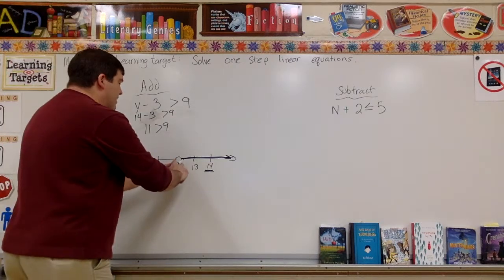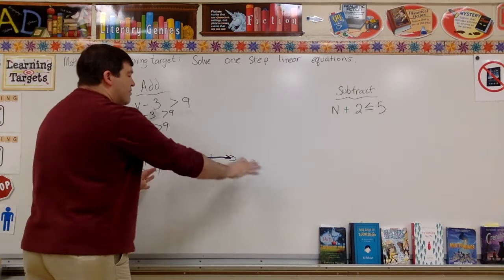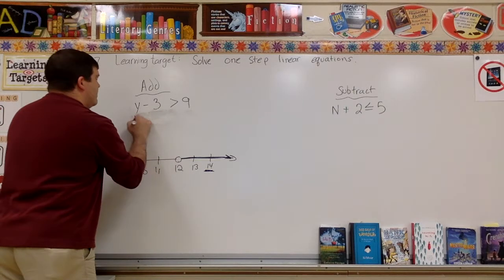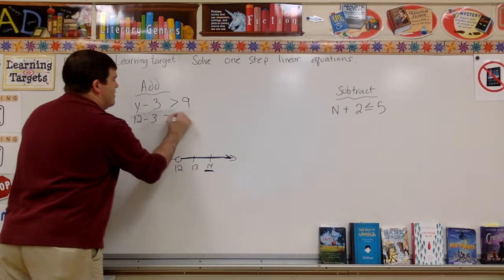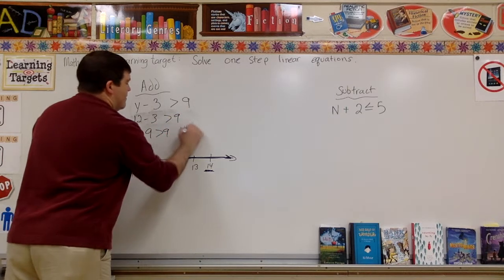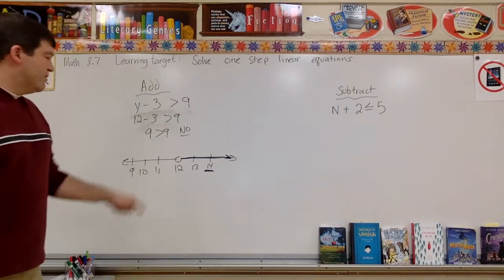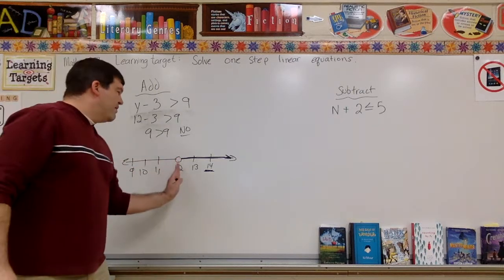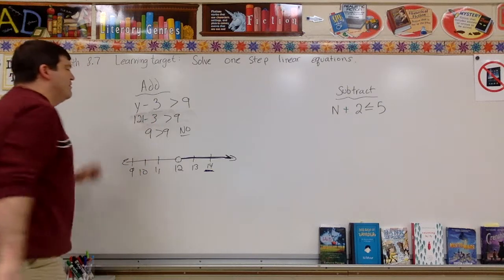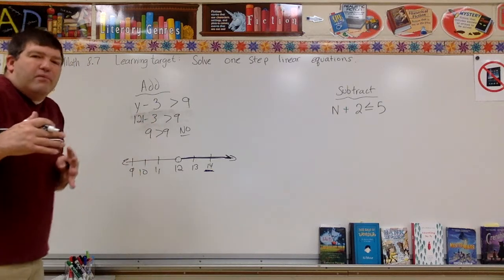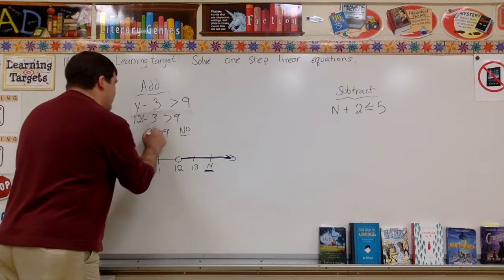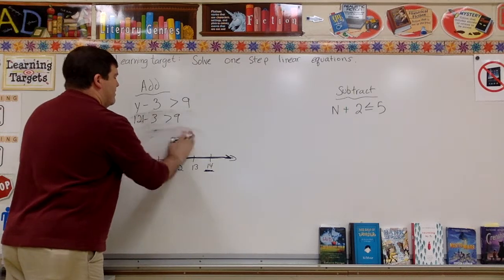So it can't be 12, but it can be everything greater than 12. Because if it was 12 minus 3, that would be 9 greater than 9. Nope, that does not work. So it can't be 12, but it could be everything greater than. It could even be 12.1. 12.1 would be a little bit more than 12, and so it would give me a little bit more than 9.